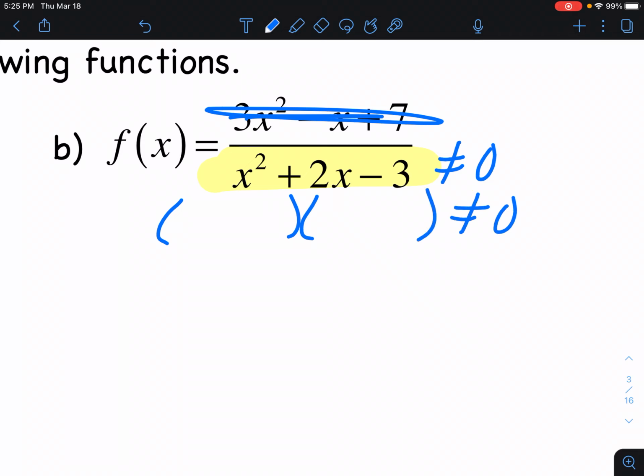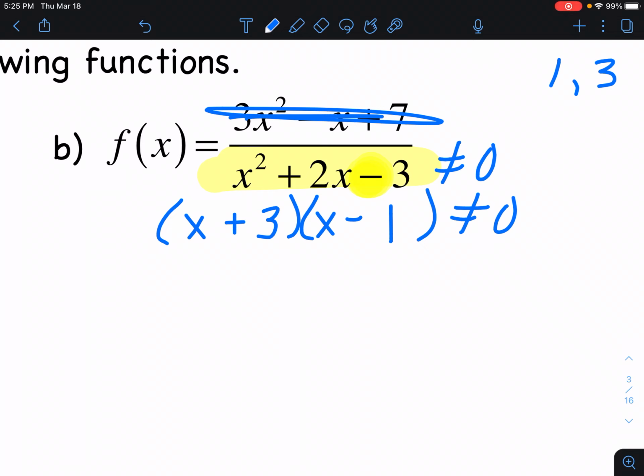Remember your signs. C is negative, so that's plus minus. Two numbers that multiply to get 3 are 1 and 3, and we want them to subtract to get 2. So that would be positive 3 and negative 1, and the double check.